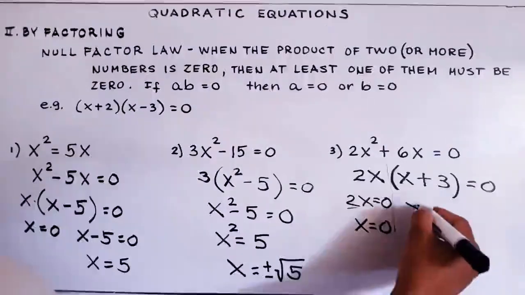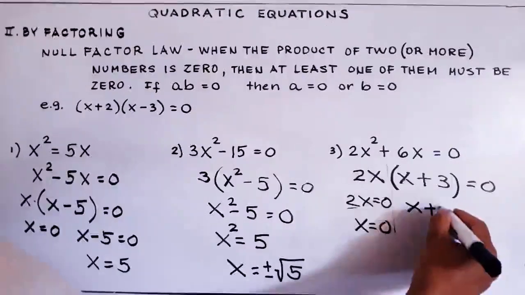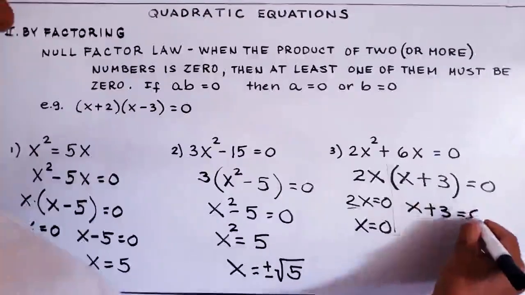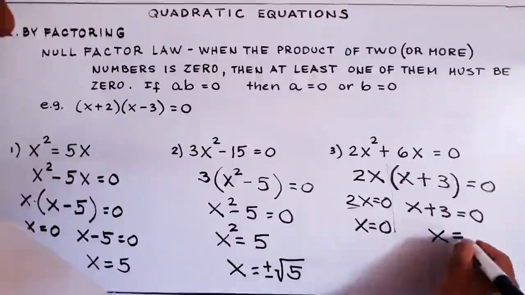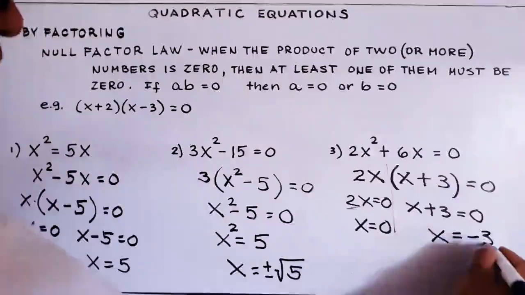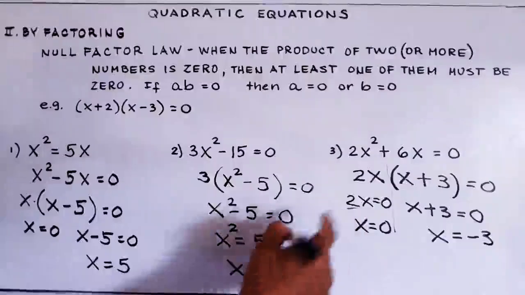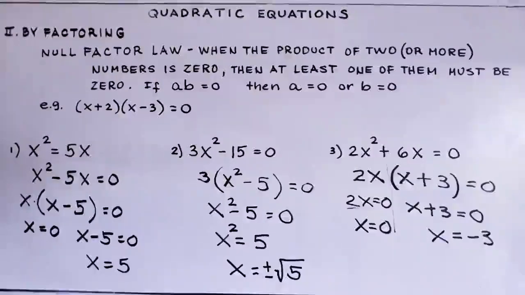On the other side, we have x plus 3 is equal to 0. Transpose that one and we have negative 3 here. So we have 0 and negative 3 for the solutions of that quadratic equation.